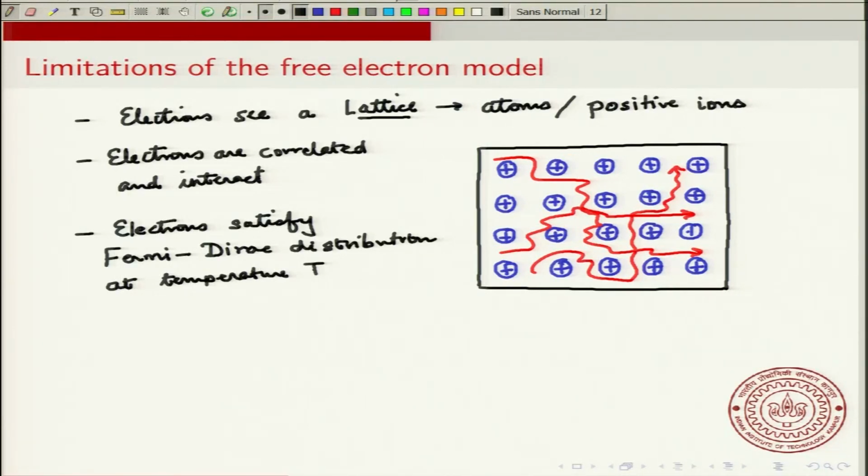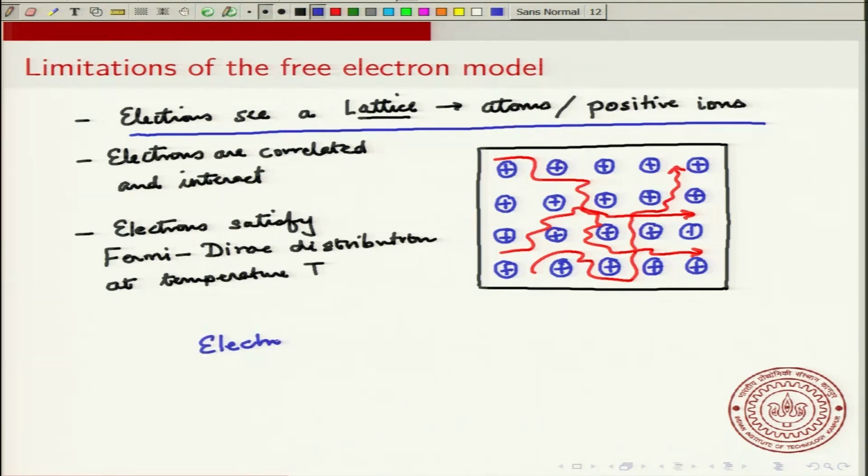Now, what we will do first is to take the effect of this periodic lattice. Electrons should see a lattice, so the electrons should experience some forces which are periodic. So the next topic that we will be doing in the next lecture is to look at electrons in a periodic potential. This periodic potential is due to the lattice of ions.